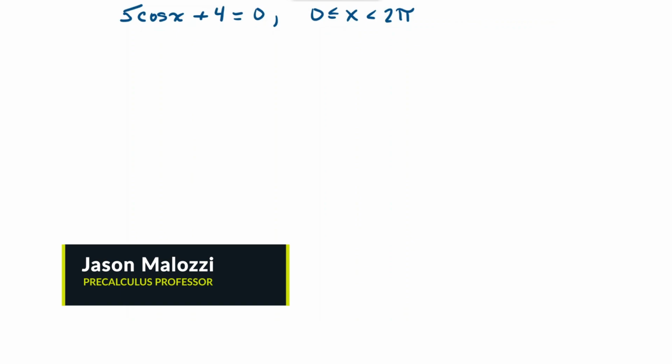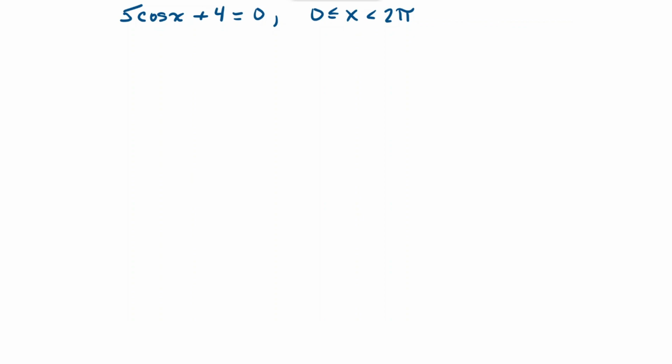What we're going to do in this video is solve the equation 5 cosine x plus 4 equals 0, where x is between 0 and 2 pi radians, not including 2 pi.